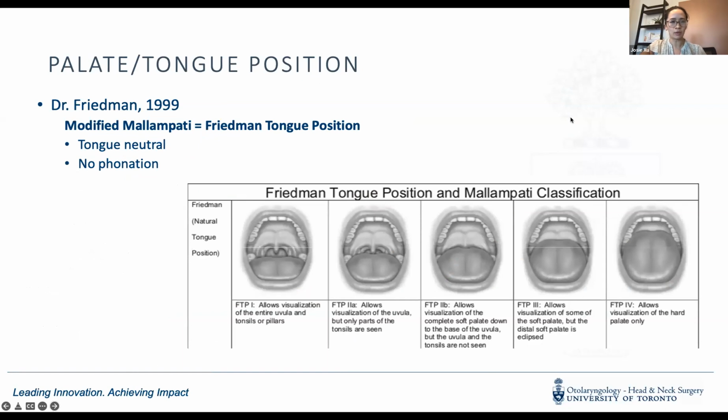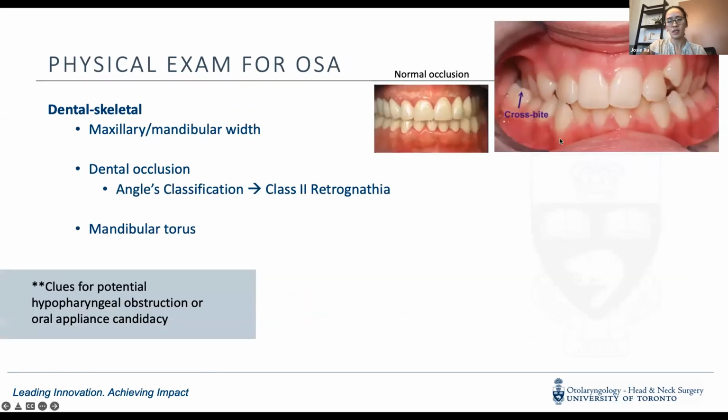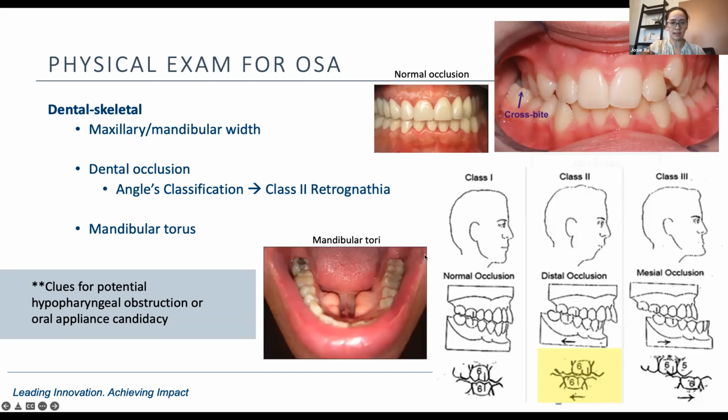And looking, of course, at the palate and tongue position as described by the Friedman tongue position or modified Mallampati score, giving us a gestalt of what their oral cavity looks like. They also do their cursory exam of their dental skeletal arrangement, and what their Angle classification looks like, and is there evidence of retrognathia, or is there mandibular torus that might again give us more evidence that they might have hypopharyngeal obstruction, even just by looking at them in front of us in the clinic.